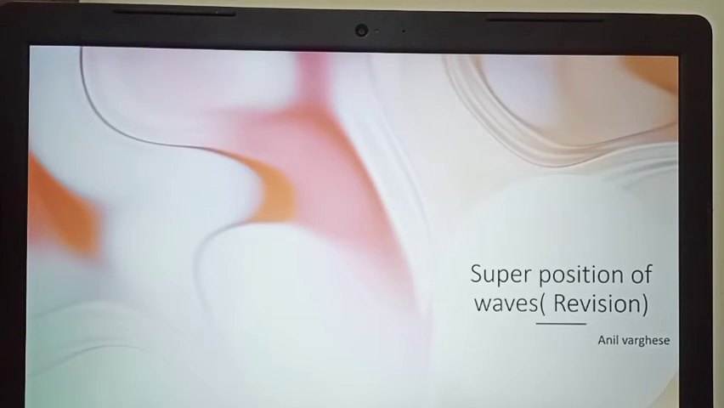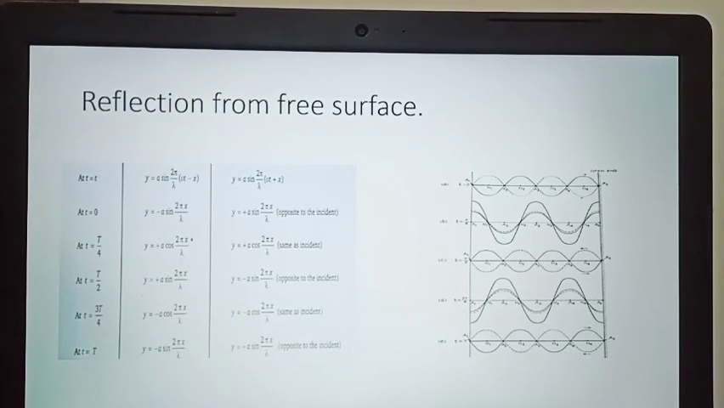So I already told you, from an open end or a free surface, the reflection happens. The incident wave and reflected wave are in phase. So you can graphically represent, on the right hand side you can see the graphical representation of the standing wave generated from a free surface. On the left hand side, first the time duration is there, then the second column is incident wave and the third column is reflected wave.